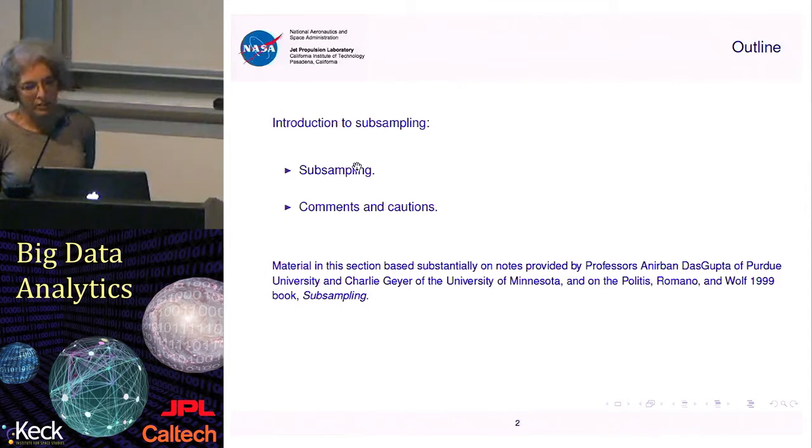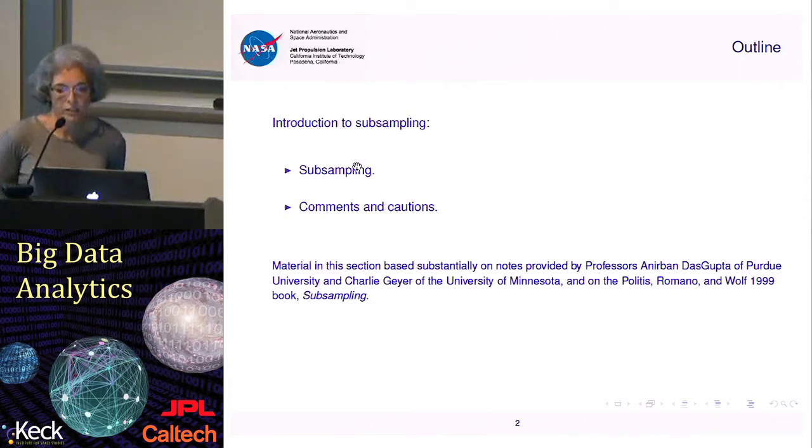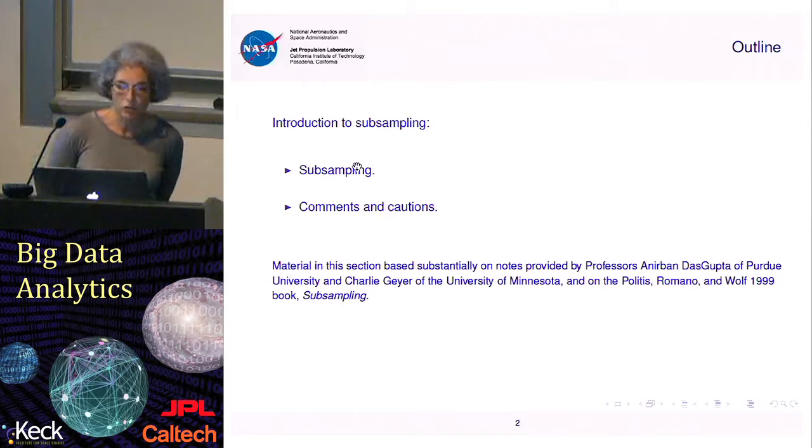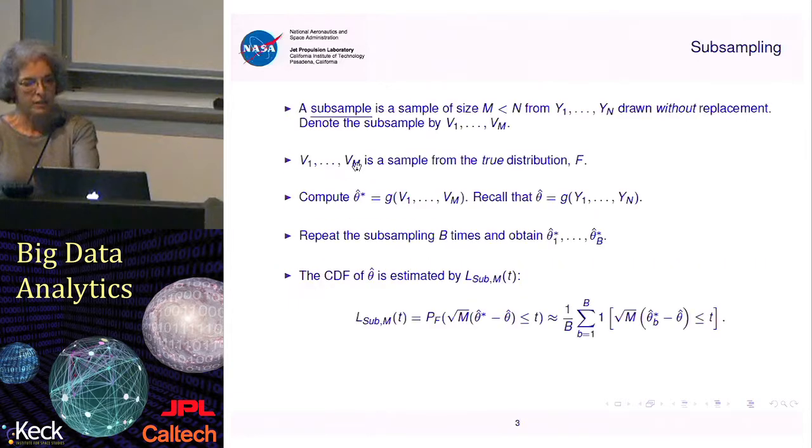The material in this section is based substantially on notes provided by Professor Das Gupta in the Department of Statistics at Purdue University and Professor Charlie Geyer at the School of Statistics at the University of Minnesota, and on the book by Politis, Romano, and Wolf called Subsampling, which I'll give you the full reference to at the end.